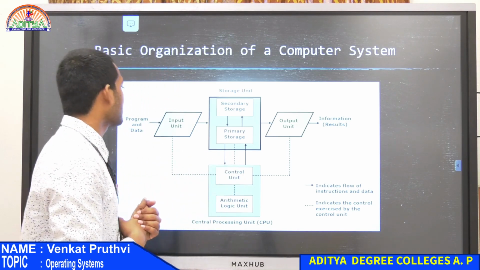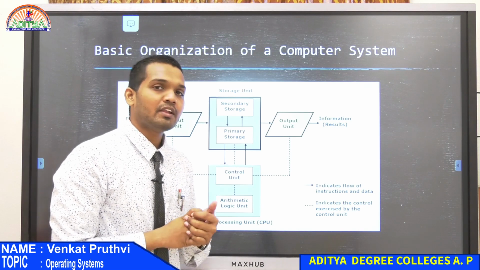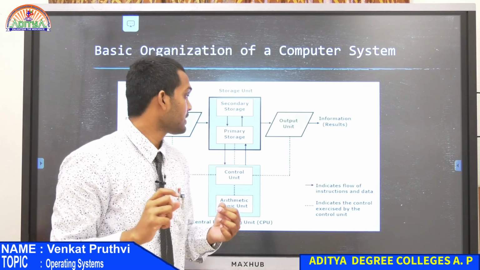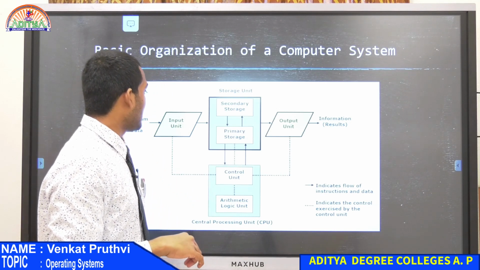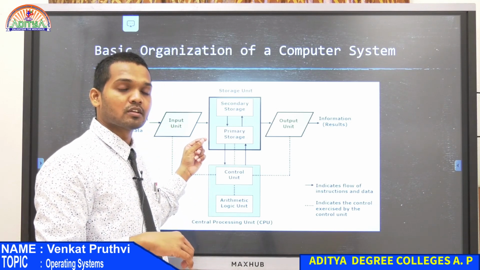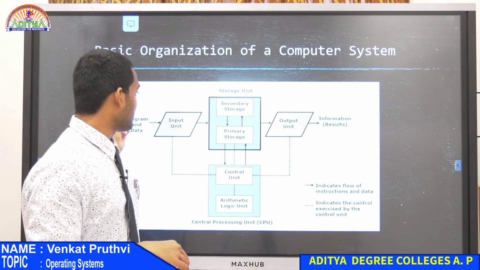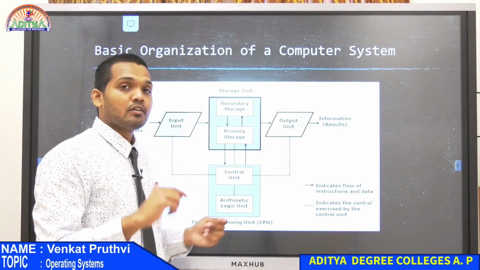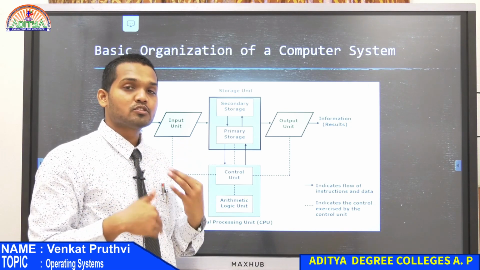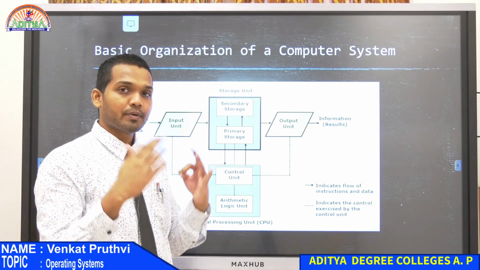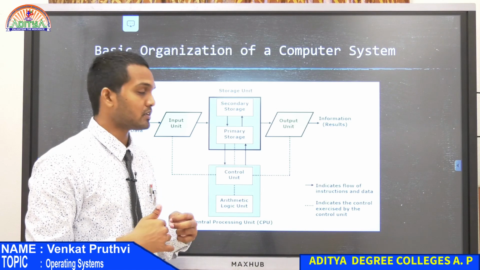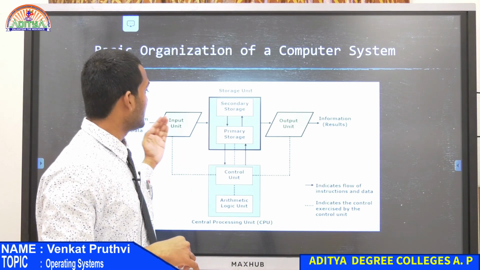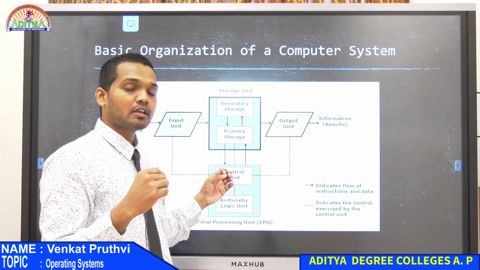So, let us assume the same example and we will try to understand how many processes are being generated inside that. Okay. So, whenever I double clicked on that Microsoft Word document icon, what will happen? We are sending an instruction from the program to the input unit that this program needs to load and it has to open the application for us.